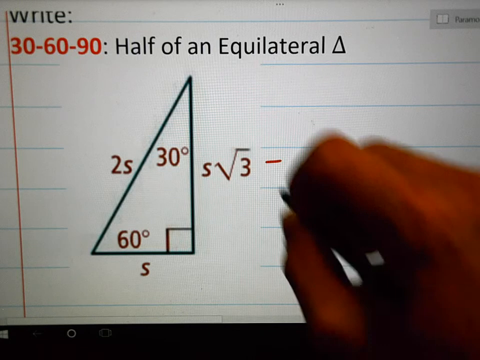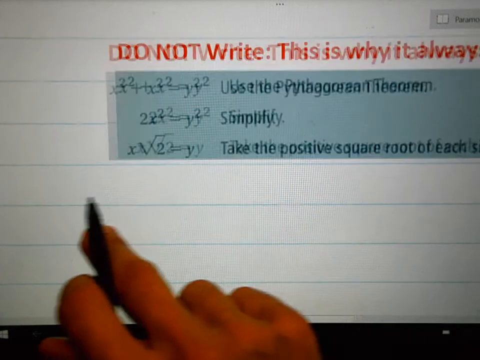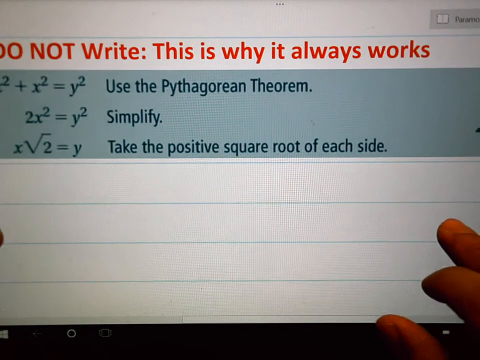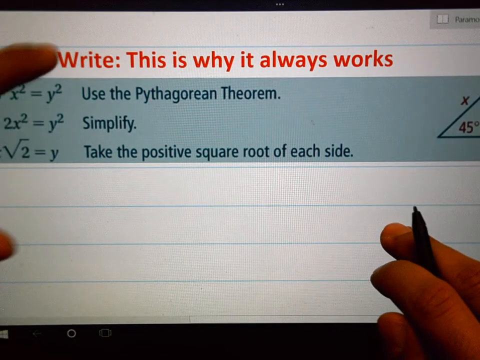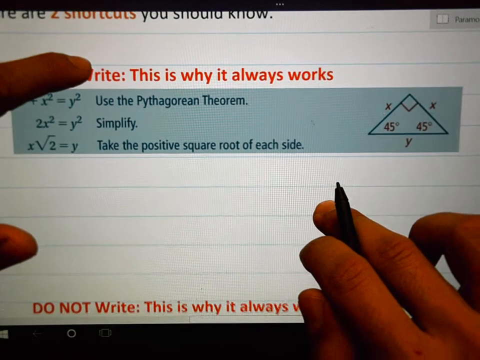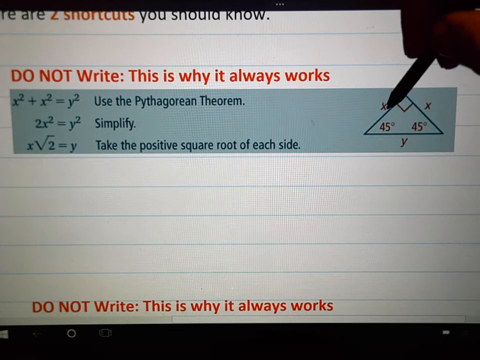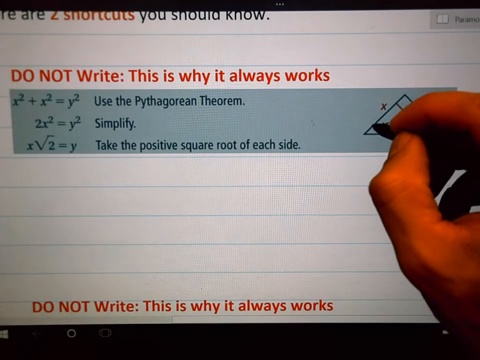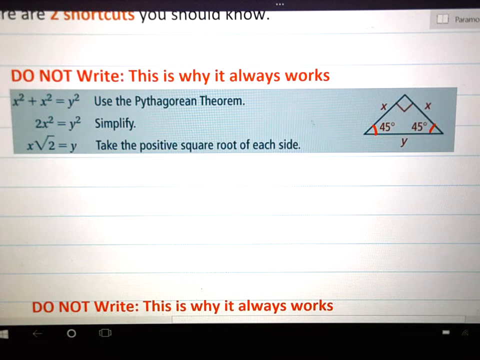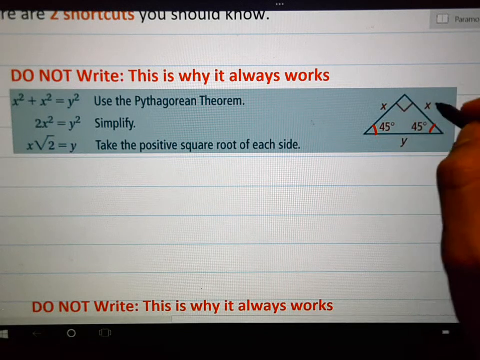So let me erase this. Let's go out to this part, which is why does this work? This is not something I wanted you to write down, but I wanted you to see it because I think it's an excellent explanation. Let me shrink that down so it shows up on the screen. Do not write this. This is why it always works. If you have one side and it's x, and another side and it's x, you learned way back that if you have two angles that are the same, you have two sides that are the same. This is an isosceles right triangle. The two sides that are the same are these two.